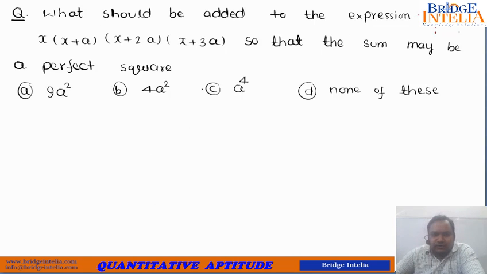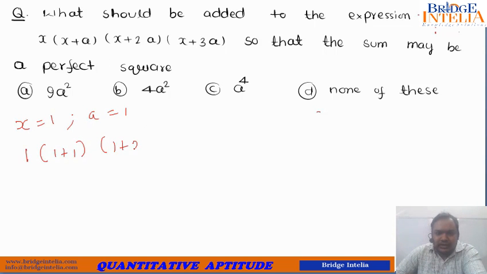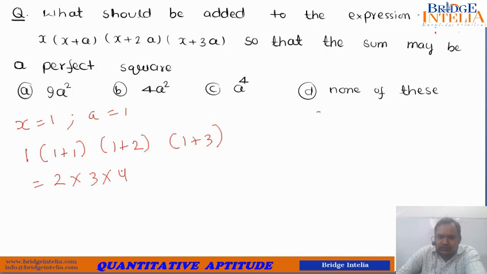So why can't we assume x to be equal to 1? If we assume x to be equal to 1 and a to be equal to 1, what is the given expression? The given expression is 1 into 1 plus 1 into 1 plus 2 into 1 plus 3. This is the given expression if we have assumed x to be equal to 1 and a to be equal to 1. So this comes out to be 2 into 3 into 4, so 12, so 24.